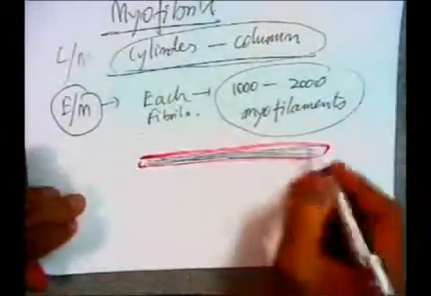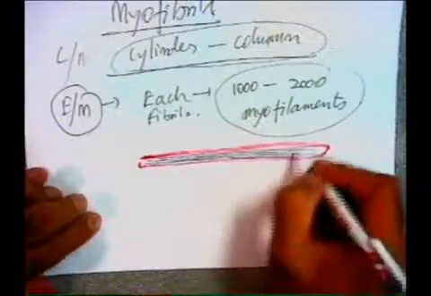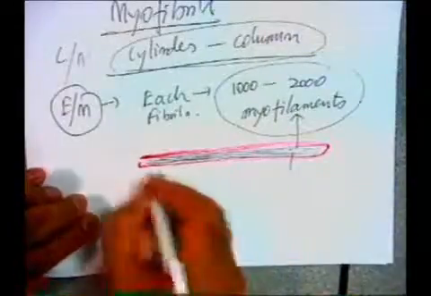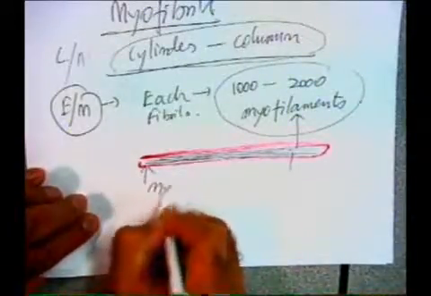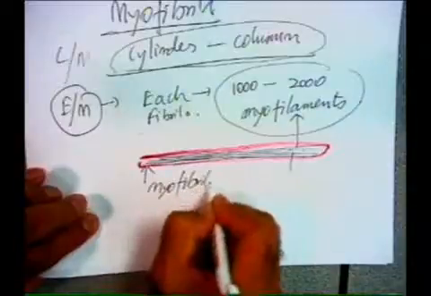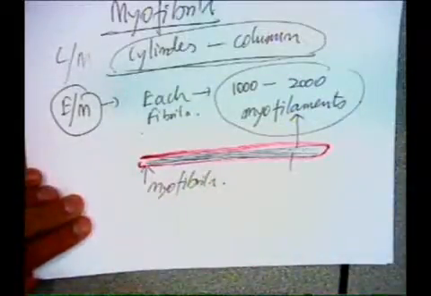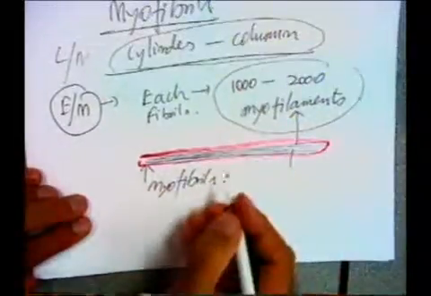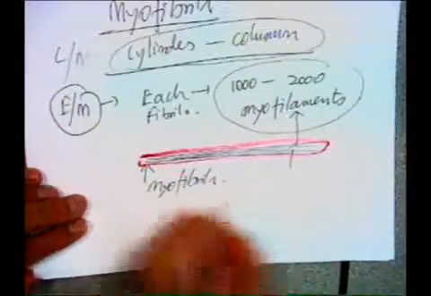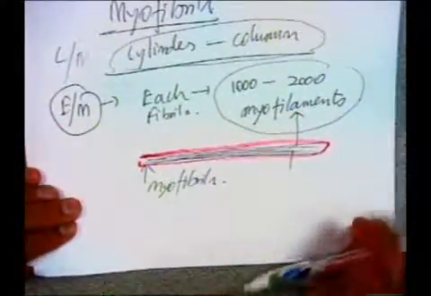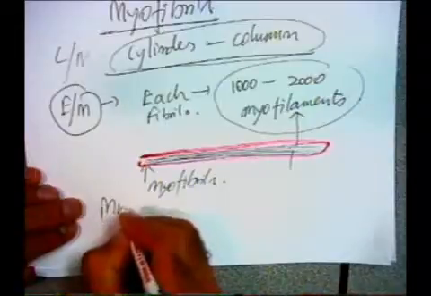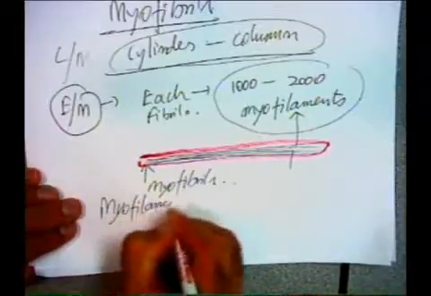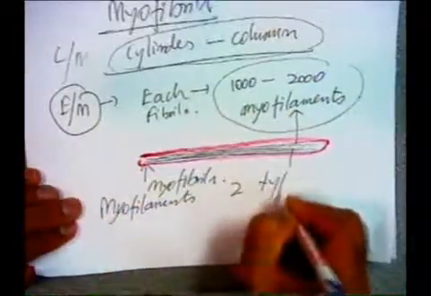One myofibril will produce 1,000, 2,000 myofilaments. These are the myofilaments. This is one myofibril. And these myofilaments, again, there are two types of myofilaments.